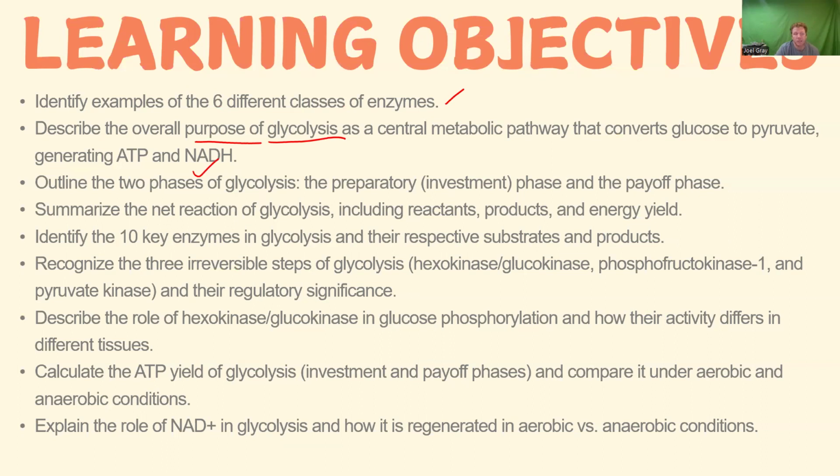I want you to summarize the net reaction, the overall reaction of glycolysis, the enzymes of it, the irreversible steps. I want you to know the difference between hexokinase and glucokinase. I want you to know the net yield of ATP in glycolysis and explain the role of NAD+ in glycolysis. I'll try to revisit each one of these points periodically, so that means I'll toggle back and forth between this slide and future slides.